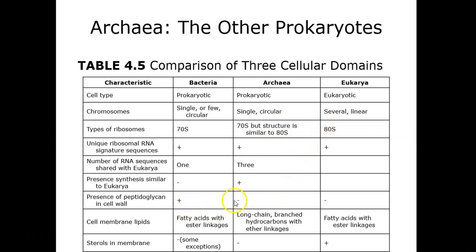Archaea do not have this peptidoglycan in the cell wall. They have another molecule known as pseudomurein. They have protein synthesis similar to the eukaryotes, and their cell membranes actually have different linkages from the bacteria that can be much more similar to the eukaryotes.